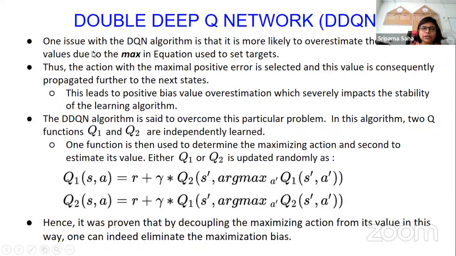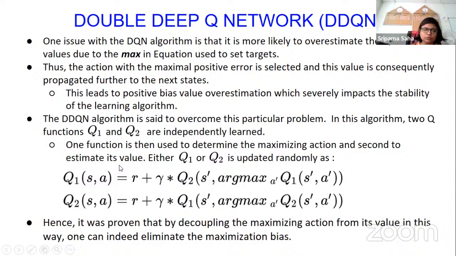One issue with the DQN algorithm is that it is more likely to overestimate the Q function values due to the max operation used to set targets. So here, instead of using only a single network, there are two very similar networks, and this is called a double deep Q network. The DDQN algorithm is said to overcome this particular problem. In this algorithm, two Q functions, Q1 and Q2, are independently learned. One function is used to determine the maximizing action, and the second is used to estimate the value.